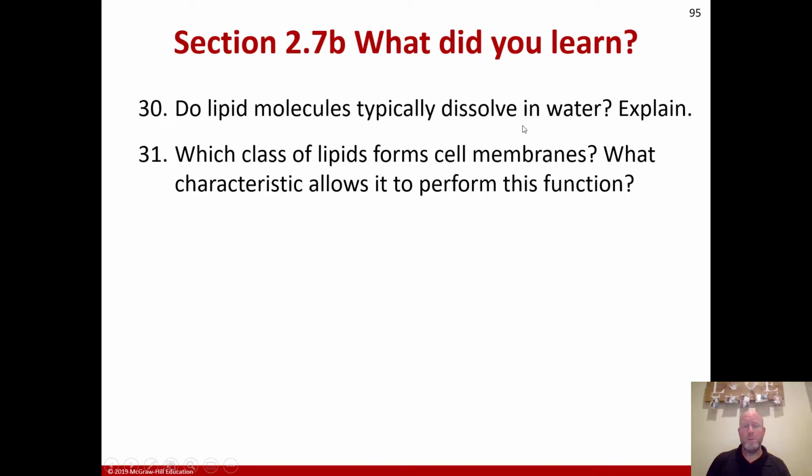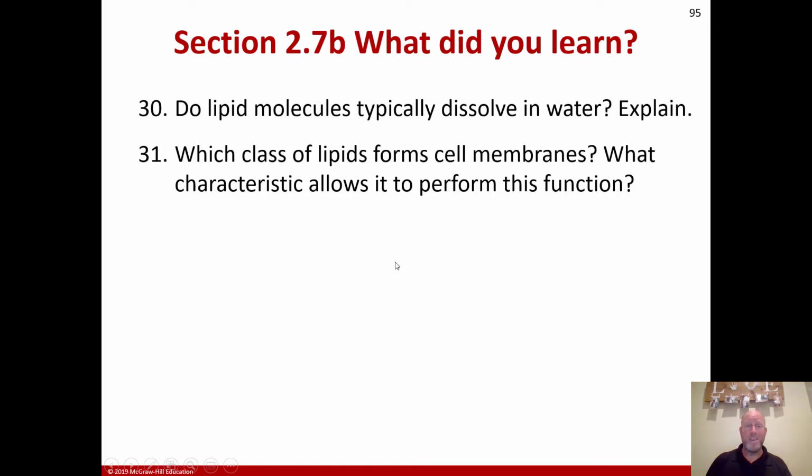So, do lipid molecules typically dissolve in water? They do not. They're non-polar. Which class of lipids form cell membranes? That's the phospholipids. What characteristic allows it to perform this function? As we mentioned, with the polar heads on the outside and the non-polar tails on the inside, you have a hydrophobic structure on the inside and hydrophilic on the outside, so you can keep the extracellular fluid separate from the intracellular fluid, which is important, right?